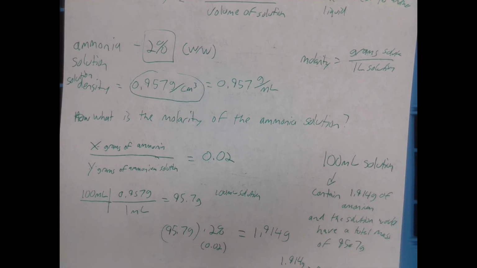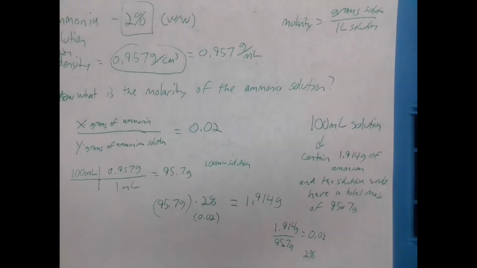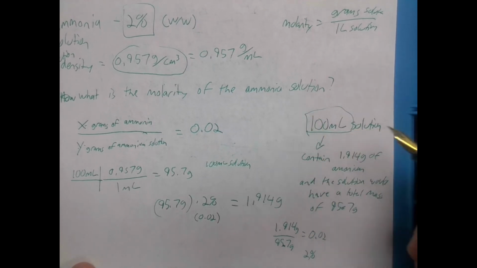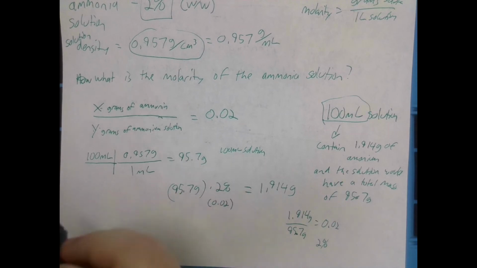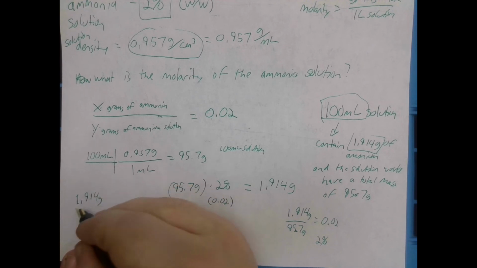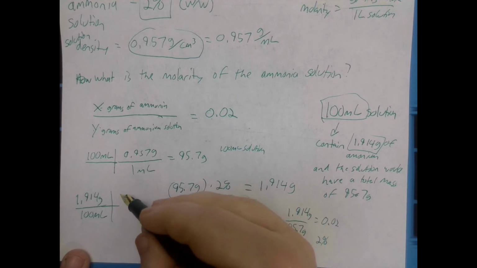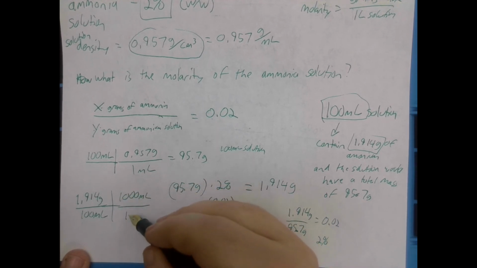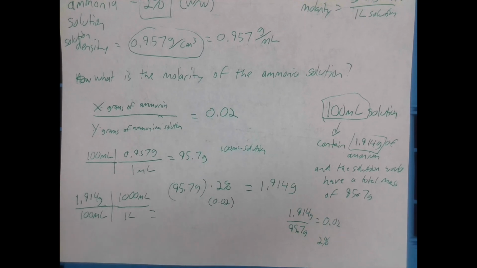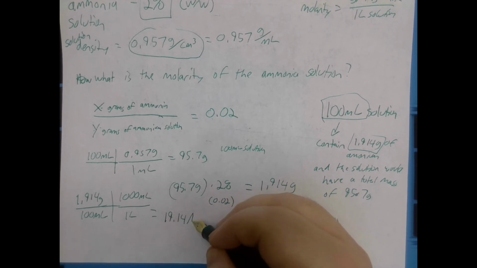To figure out molarity, we take grams, because molarity is grams per liter. Well, we know the volume. We just made up a volume, 100 milliliters, and we know how many grams are in it. So 1.914 grams per 100 milliliters. All we have to do is convert to liters. There's 1,000 milliliters per 1 liter. And that tells us that this is a 19.14 molar solution.